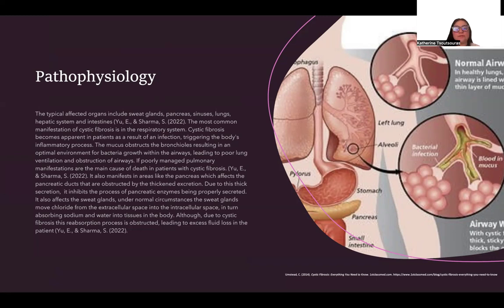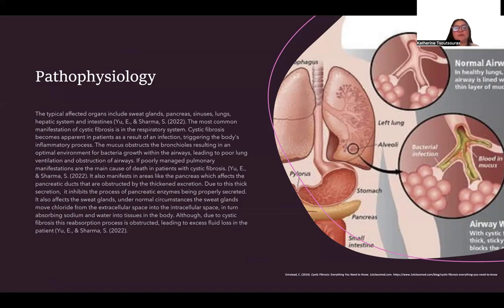The most typical areas affected include sweat glands, pancreas, sinuses, lungs, hepatic system, and intestines. The most common manifestation of cystic fibrosis is the respiratory system. Cystic fibrosis becomes apparent in patients as a result of an infection, triggering the body's inflammatory response. The mucus obstructs the bronchioles, resulting in an optimal environment for bacteria growth within the airways, leading to poor lung ventilation and obstruction of airways. If poorly managed, pulmonary manifestations are the main cause of death in patients with cystic fibrosis.